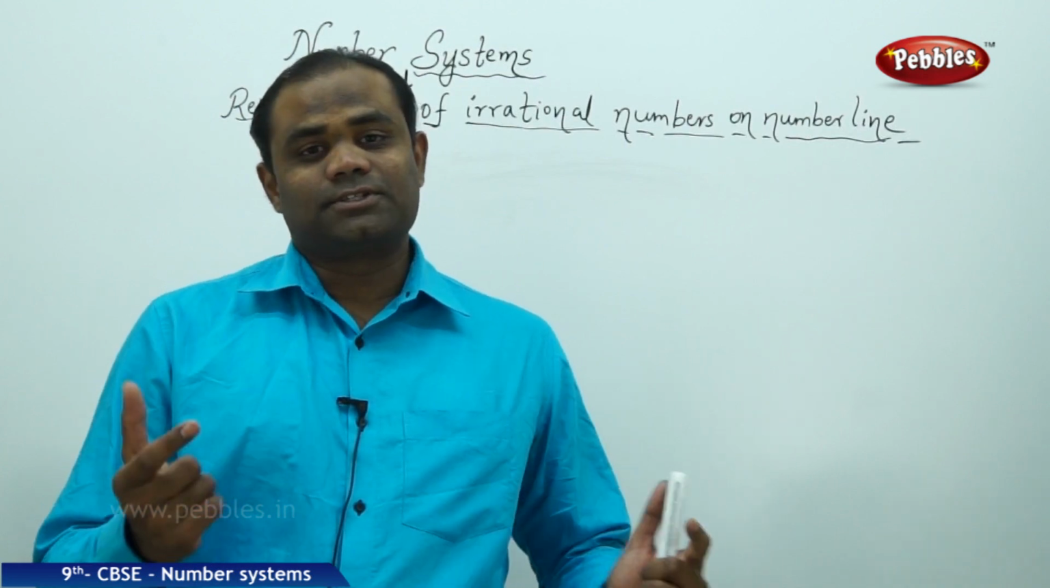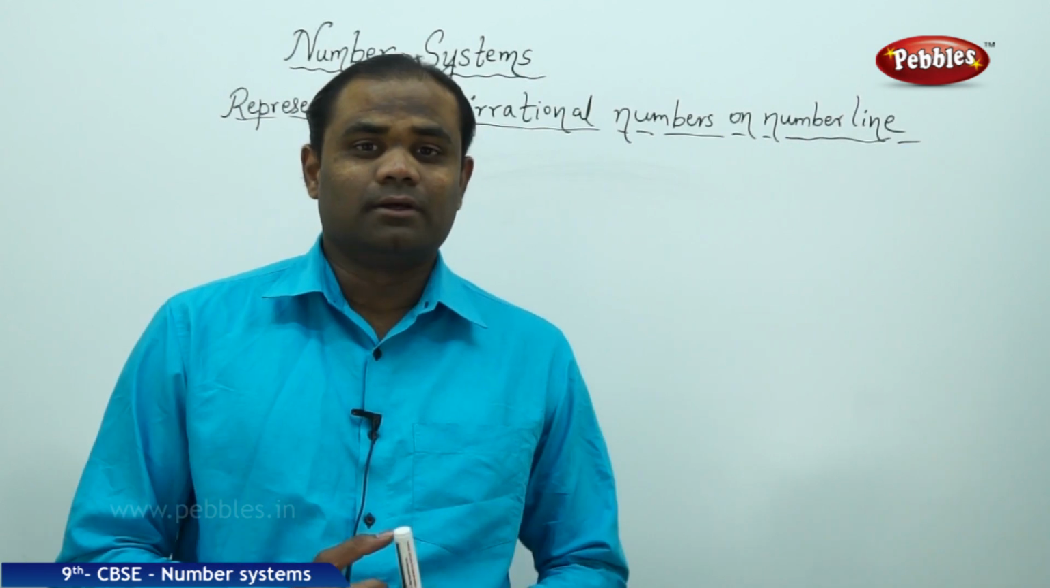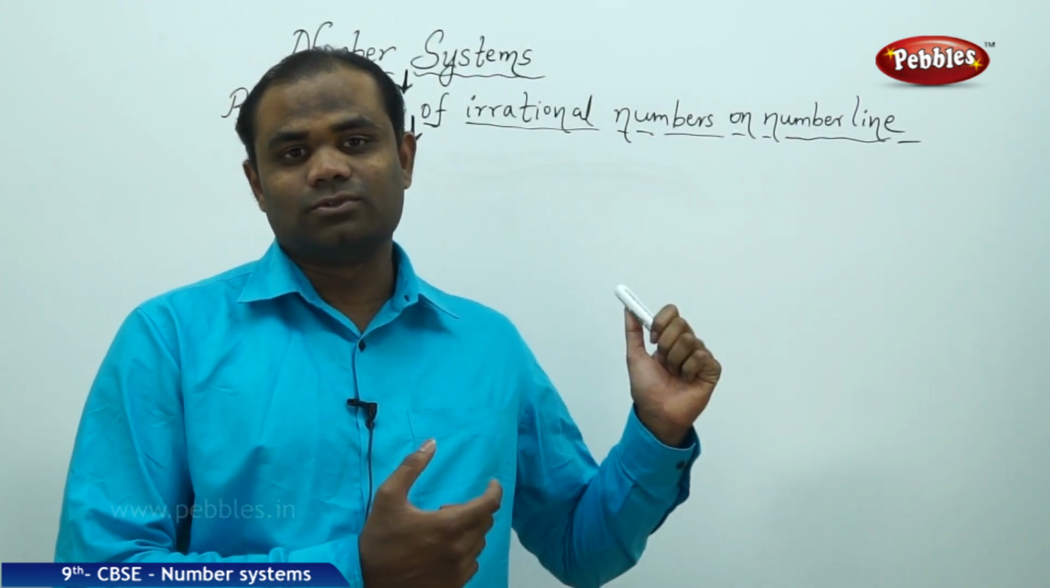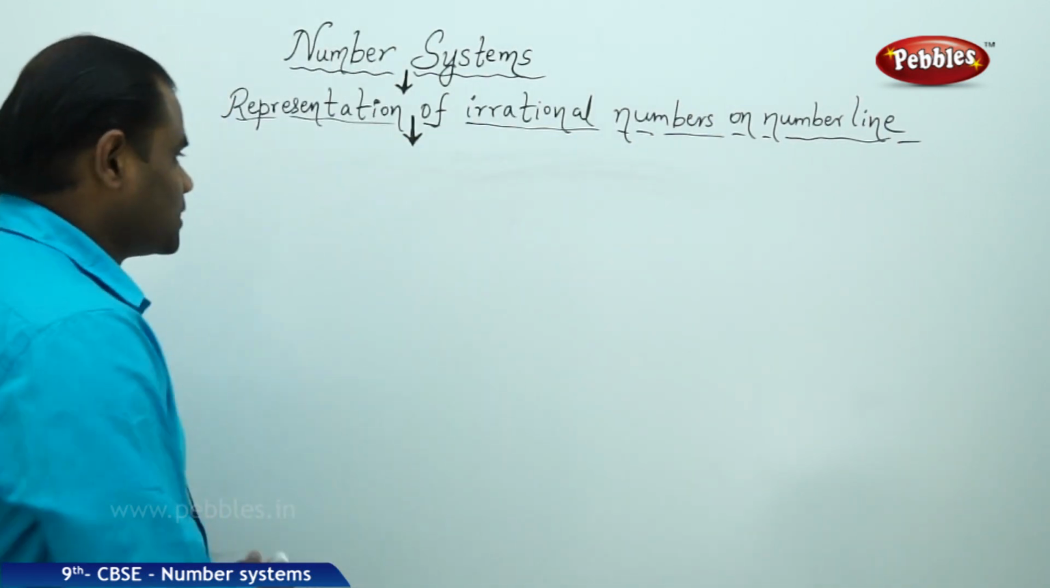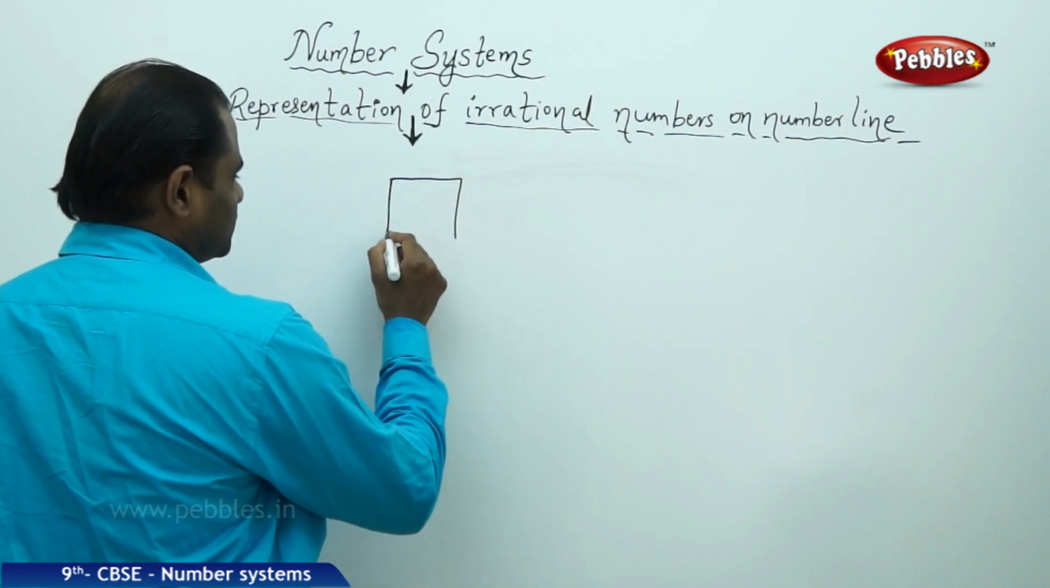Before we construct root 2 on a number line, let's recap some geometrical constructions which are useful in the construction of root 2 on the number line. For example, I take a square of side 1 unit.